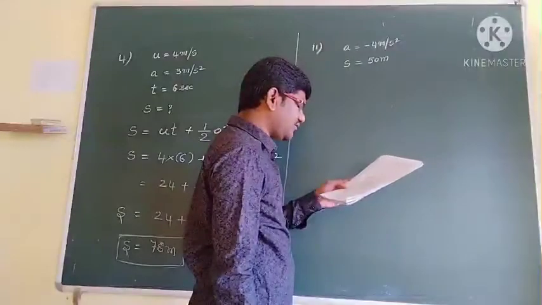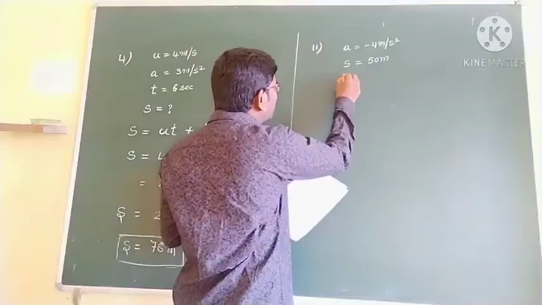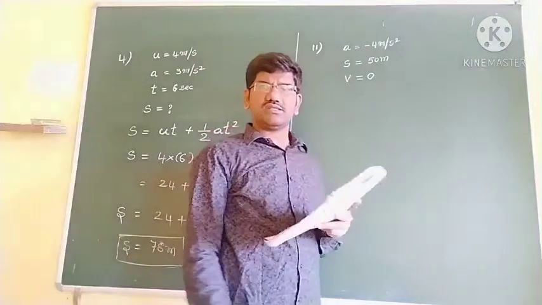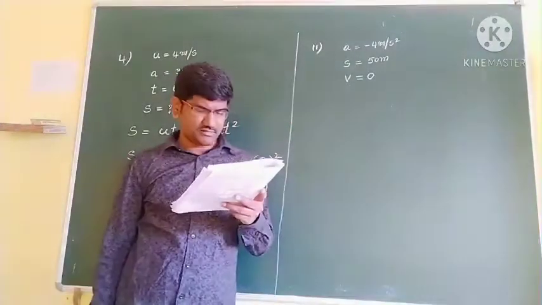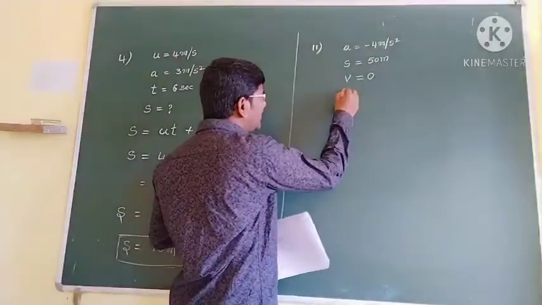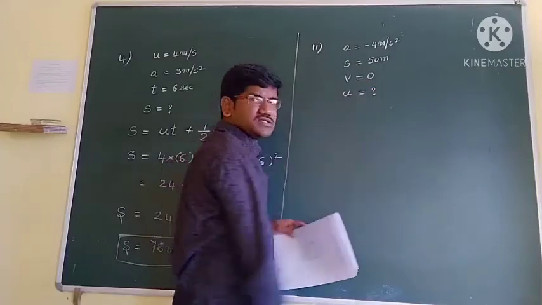Uniform deceleration of 4 meters per second squared. A car comes to rest in 50 meters. Comes to rest means final velocity is 0. Since finally the car is coming to rest, final velocity is 0. The initial speed of the car is the question mark.